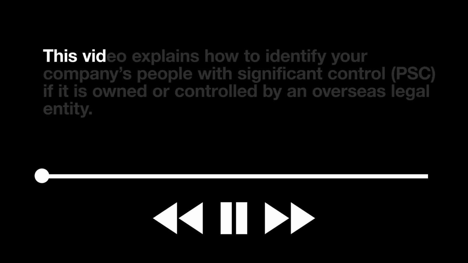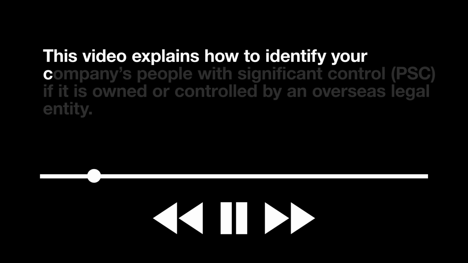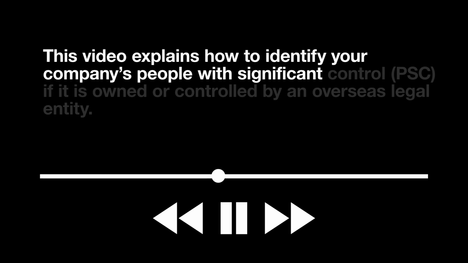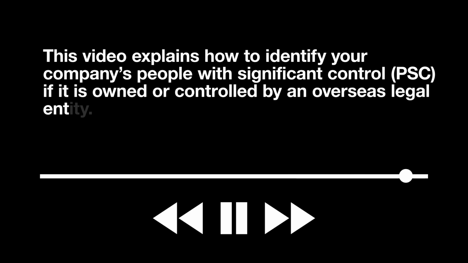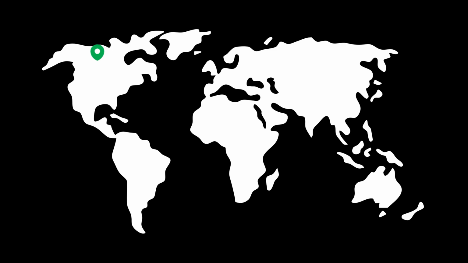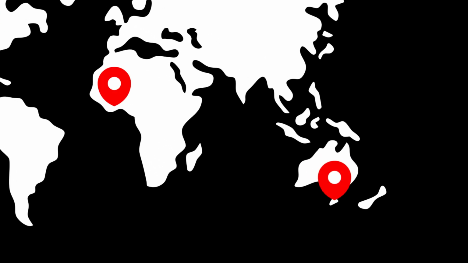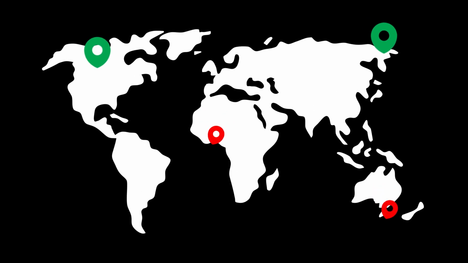Is your company owned or controlled by an overseas legal entity, such as a non-UK company or other legal entity? This video explains how to identify your company's People with Significant Control, PSC, if it's owned or controlled by an overseas legal entity. Many overseas legal entities will not qualify as PSCs and should not be entered on the PSC register unless they meet the conditions of being relevant and registrable.